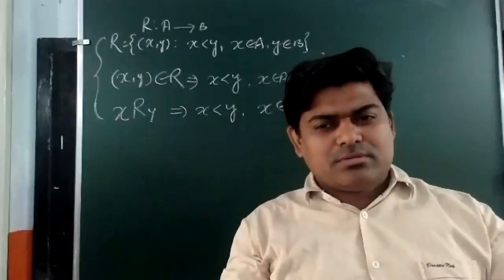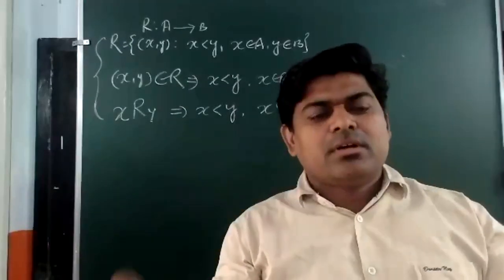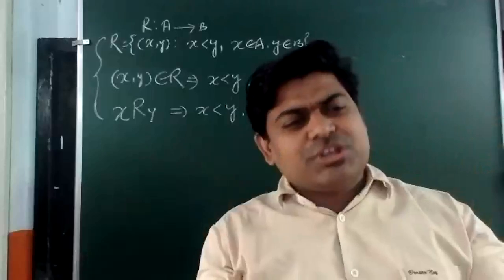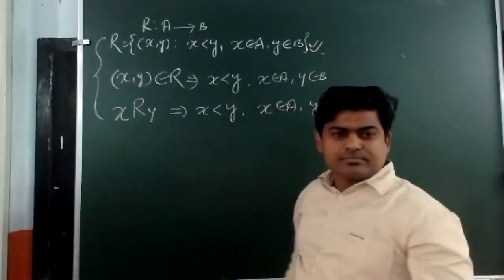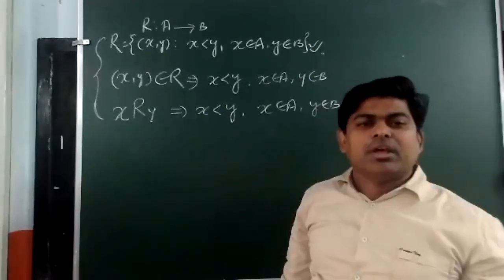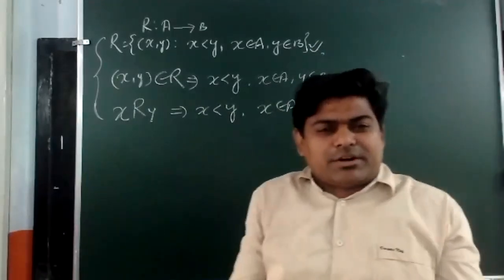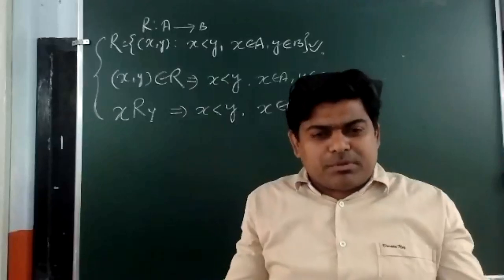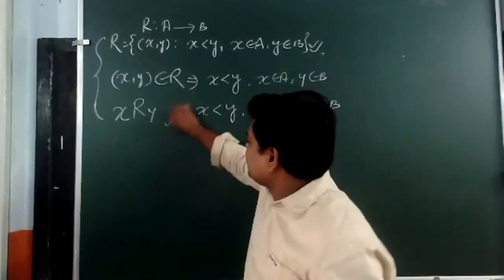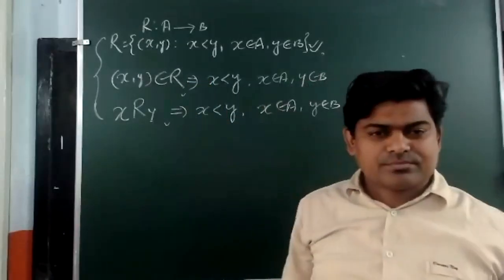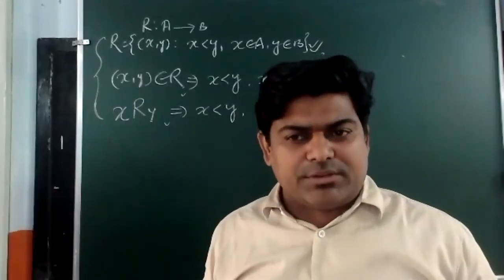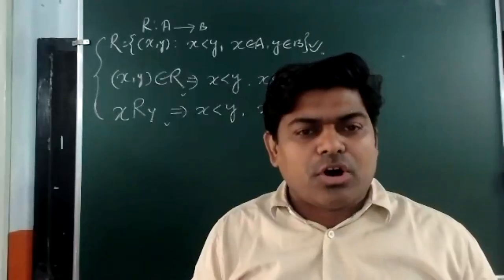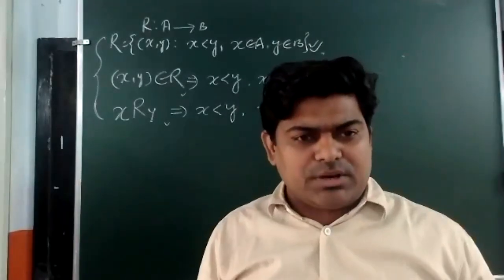In your book, in almost each and every question, follow this one. If you go to some other writer's book, some other publication, you may get this one also and this one also. And this is called the set builder form of the relation.